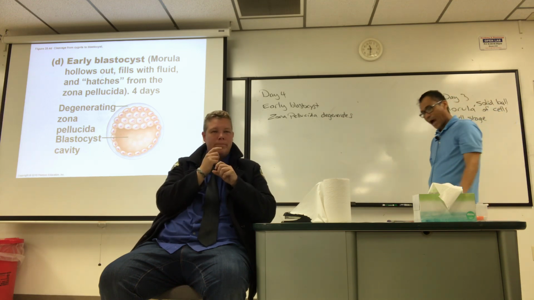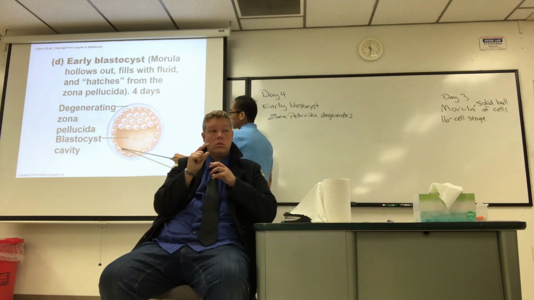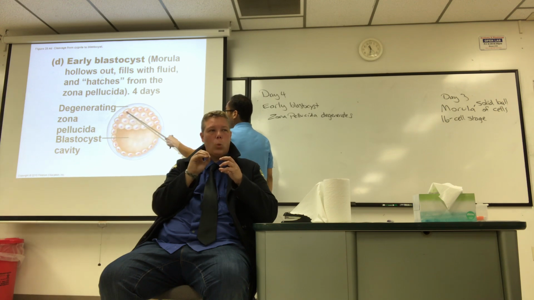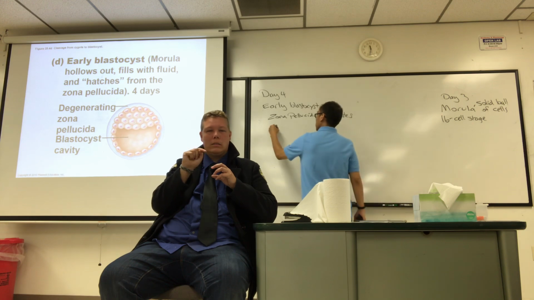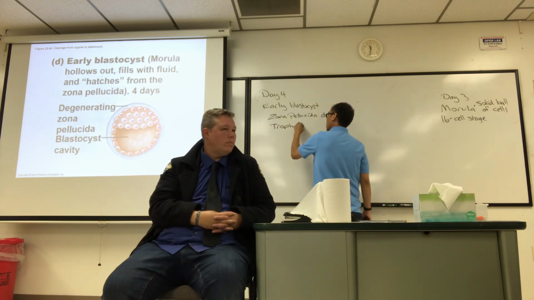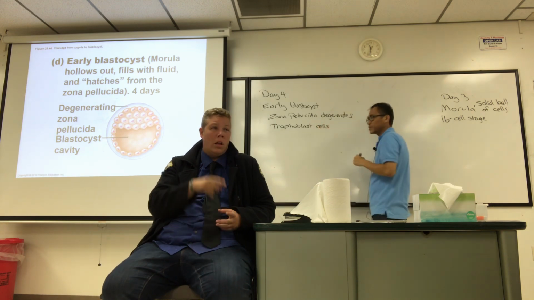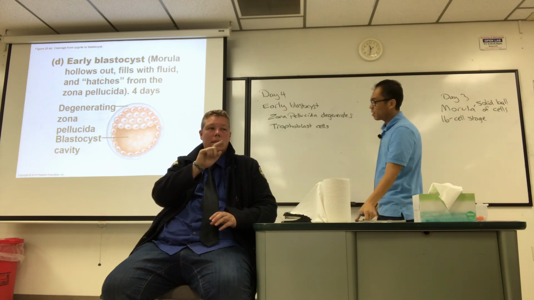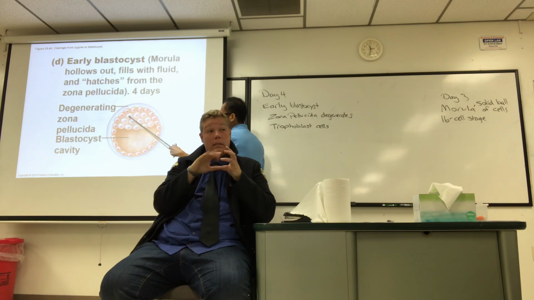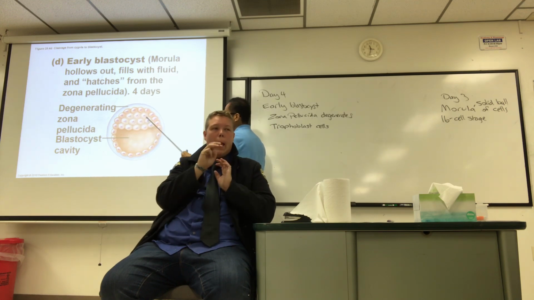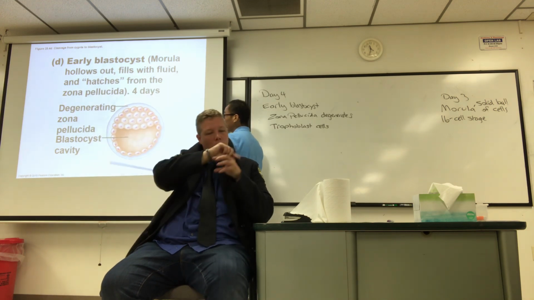And so these outer cells of the blastocyst are called trophoblast cells. They actually will become the placenta. Okay, that's one detail. Now the inner mass cells, these cells on the inside, those actually will become the embryo. So that's baby. The trophoblast cells technically are not the baby, but they'll definitely help the baby.